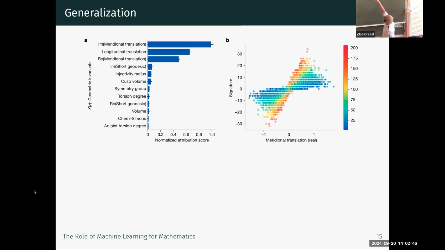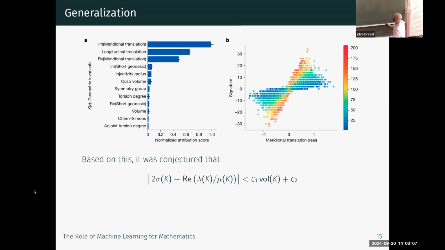Yeah. And what they found is that the translation parameters for sure have the highest correlation. And then it quickly diminishes afterwards, right? And here you can also see the signature, which we're interested in, plotted over the translation. And you see that there's definitely some correlation happening. Based on this, they originally conjectured that this inequality should be true, right? So sigma is the signature, and these are the two translations. And then for some reason, they also thought, based on their knowledge, that the volume should come in, even though the volume is very unimportant in this ranking, right?